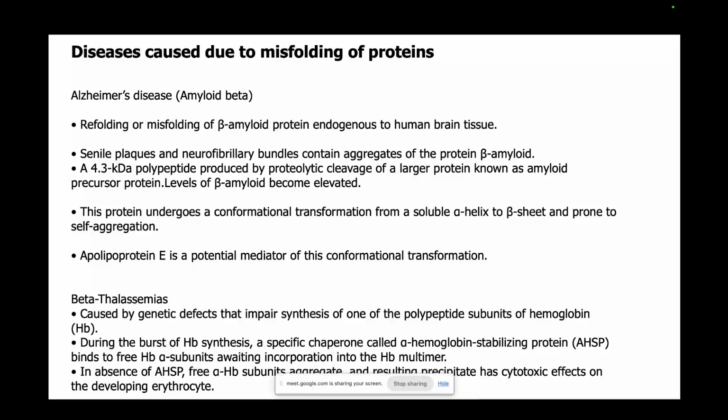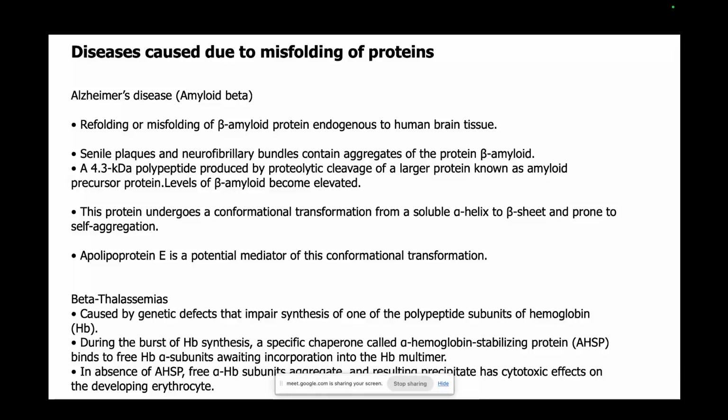So the hallmark marker of Alzheimer's disease is misfolded proteins getting accumulated inside the cell, and there is no way of clearing it, which increases the level of a certain protein, which leads to the disease. So that is Alzheimer's. The second is beta thalassemia.